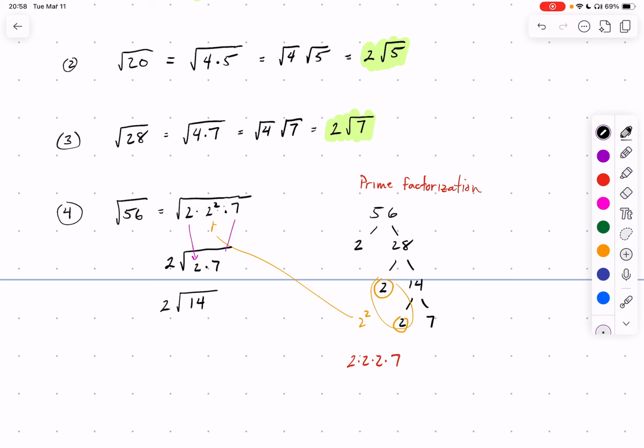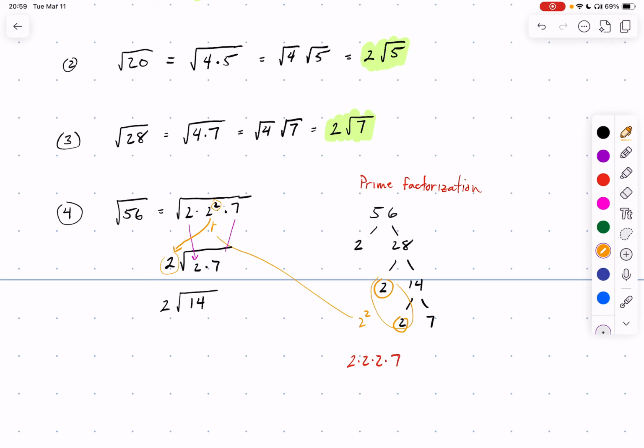So we can prime factor it, and anytime we have a pair of prime factors, we can pull that out front, out of the radical, right? Since we have 2 2's, when I take the square root of that, I'm only going to be left with 1 2. Okay, so that's where that one comes from. And we could have prime factored any of these previous ones as well.